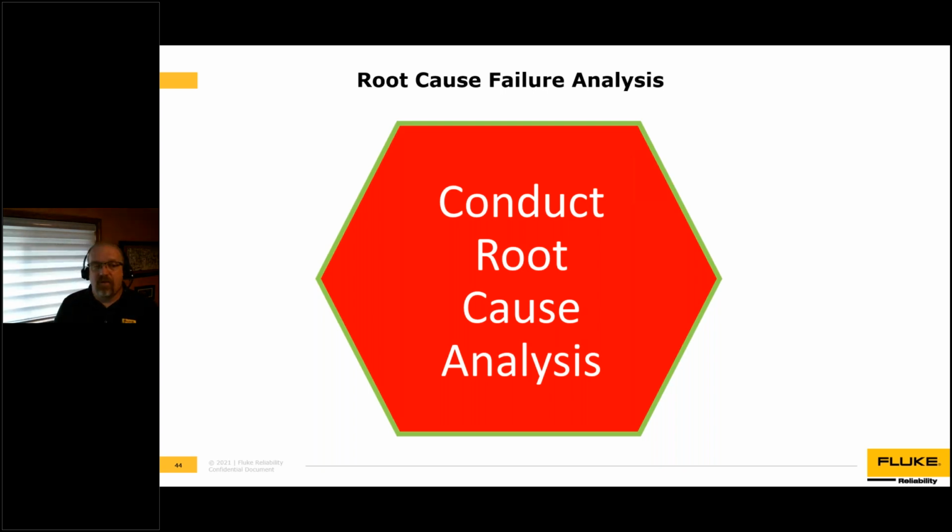You may find it helpful to involve personnel from outside your group, your site, maybe even outside your organization, to provide an unbiased look into the root cause of your failures.